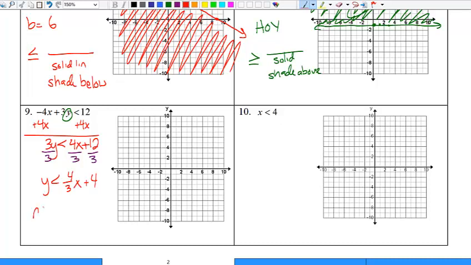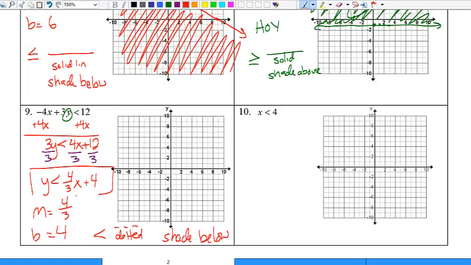My m is 4/3. My b is 4. Because it's less than, that tells me I have a dotted line, or a dashed, however you want to say that. And because it's less than, I'm shading below. You always want to do that from here, just in case you divide by a negative and you have to flip your inequality. You want to make those decisions, dotted or solid, and shade below, from that line right there.